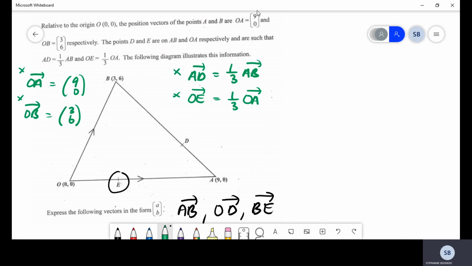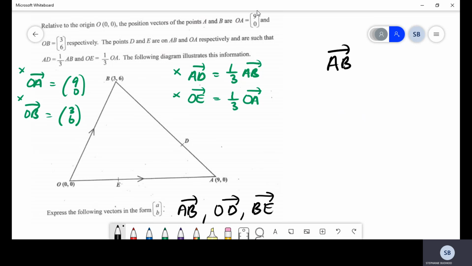They go on to say the following diagram illustrates this information, and you can actually see this information on the diagram. It creates a triangle and you have all your points connected. They have denoted the direction of OA as being positive and OB as being positive as well. Now they want us to express the following vectors in the form AB. The first one they want us to find is the vector AB.